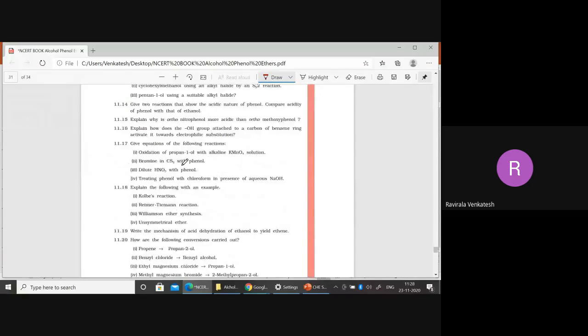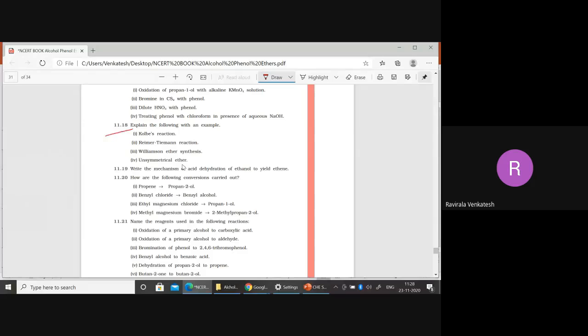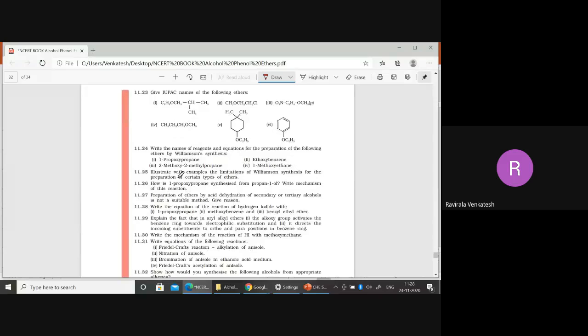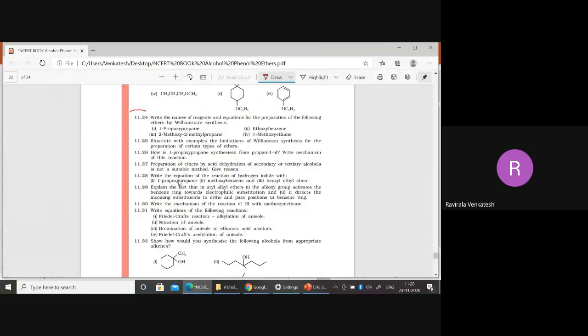Next, have you completed everything? 11.8, dehydration of ethanol, we discussed in the last class. This part you have to complete. 11.24 is very, very important. Everyone must do this one. Which method are you following here? Williamson synthesis, we have completed. First of all, write the structures, all structures. Don't simply copy the NCERT solution. Don't just write the answer here; write the reaction. I want the reaction.